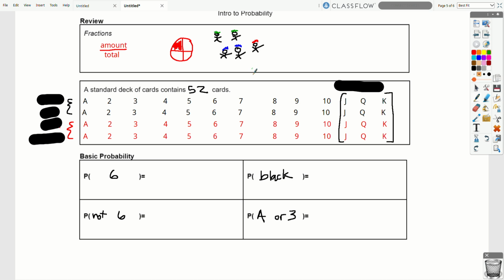A lot of people have been asking about my intro to probability routine, so shut up, Mr. Holland, cringe. Okay. Anyway, we're starting a little bit of probability.